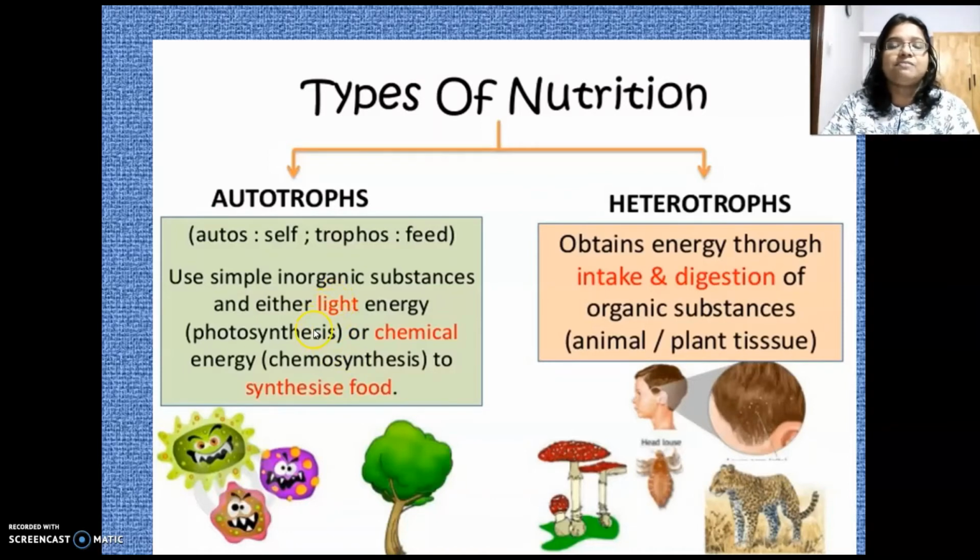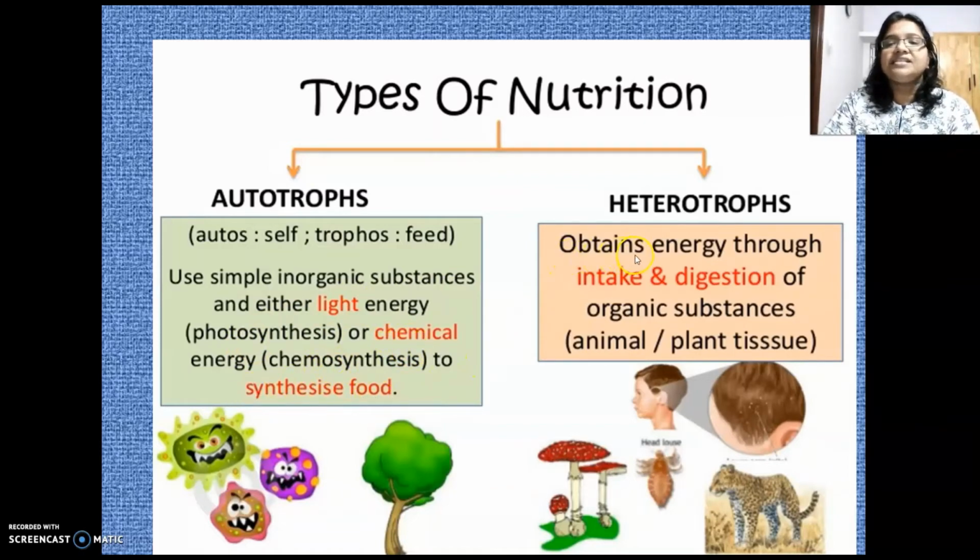autotrophic nutrition is a process in which autotrophs prepare food by themselves from simple inorganic substances, either by using light energy as in the case of photosynthesis or by using chemical energy as in the case of chemosynthesis.